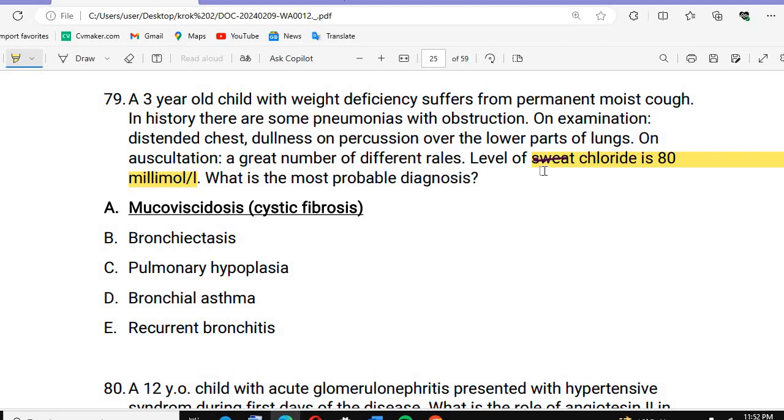We discussed these things in the case of cystic fibrosis, which we studied is also known as mucoviscidosis. Which test do we do here? That is the sweat chloride test, a common and simple test used in patients with suspected cystic fibrosis. So we will check the sweat chloride test.